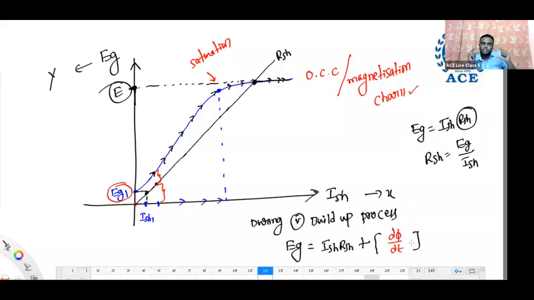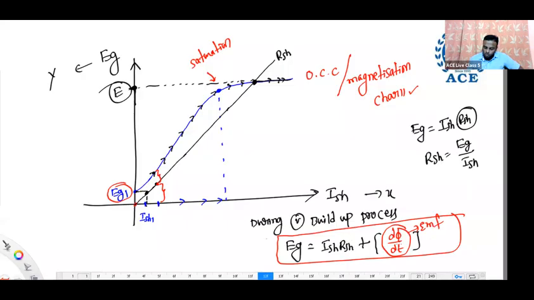Yes. What is the flux initially? Residual, small flux. Now flux increases. Again flux increases. Now with respect to time, flux is changing or not? Yes. Whenever there is a rate of change of flux, an EMF will be induced or not? Yes, according to Faraday's law, EMF is induced. So the total EMF induced in the generator is equal to ISH RSH, the resistance drop, plus a small EMF.